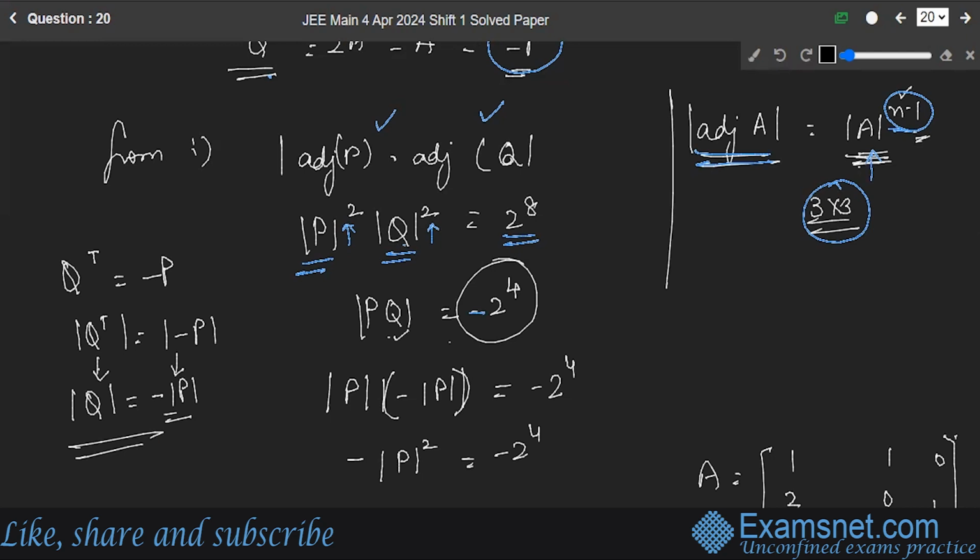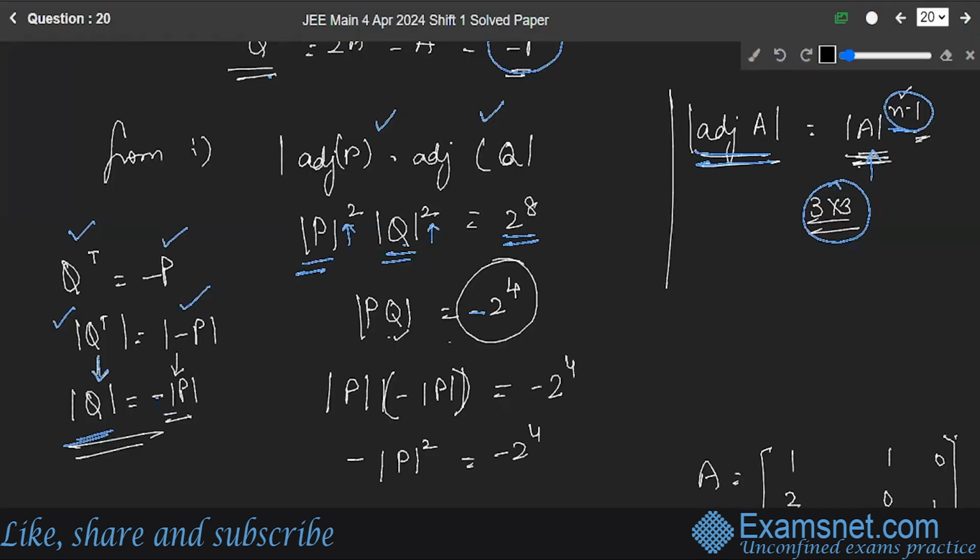Now, where does this minus come from? See, Q transpose was equal to minus P. That means determinant of this is equal to determinant of this, of course. And the determinant of transpose of any matrix is equal to the determinant of the matrix. So, this is equal to minus determinant of P. Hope you are clear till here.